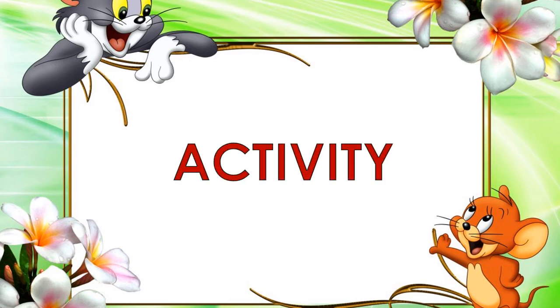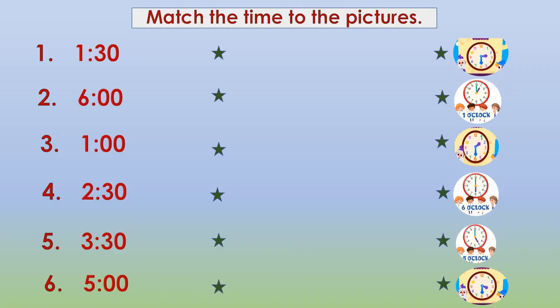Activity. Match the time to the pictures. Number 1. 1:30. Which clock shows 1:30? Excellent. Number 2. 6 o'clock. Which clock shows the time 6 o'clock?